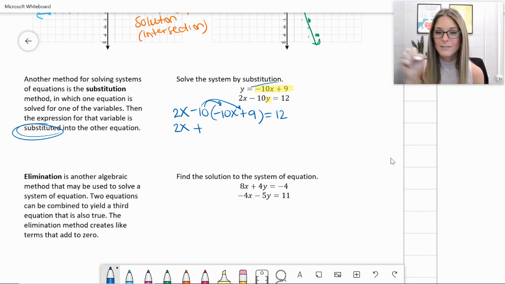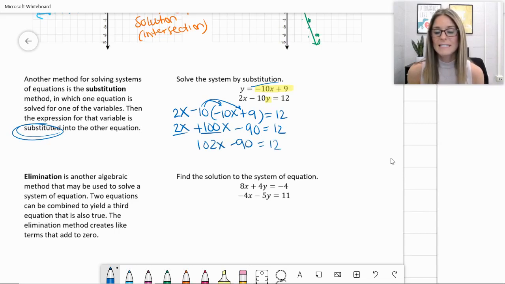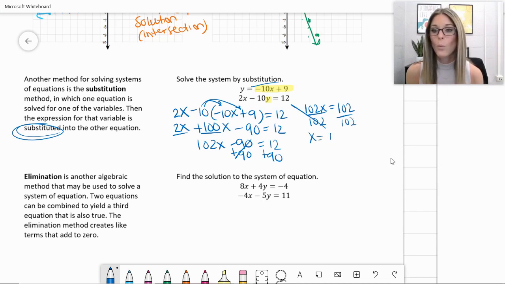Negative 10 times negative 10x is going to give us 100x. And then minus 90 equals 12. We have like terms with the 2x and the 100x, which gives us 102x minus 90 equals 12. This is a two-step equation. Add 90 to both sides so that you have 102x equals, guess what 12 plus 90 is? 102. Divide both sides by 102 to completely solve for x equals 1.